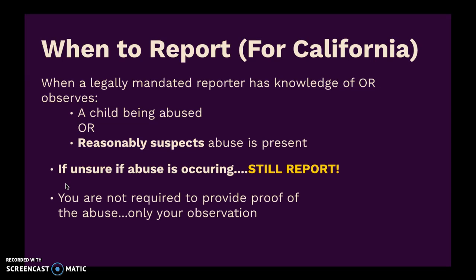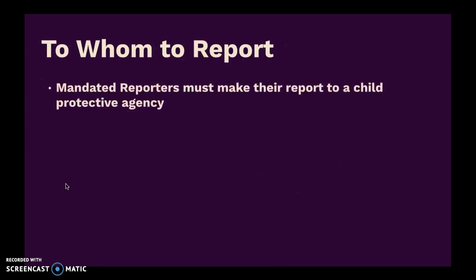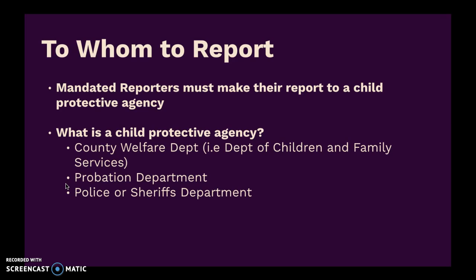You are not required to provide proof of the abuse, only your observation, as long as you have reasonable suspicion that abuse is occurring. Now you know when to report, and you are ready to report, this is to whom you should report. Mandated reporters must make their report to a child protective agency. What is a child protective agency? It can be your county welfare department, such as the Department of Children and Family Services, probation department, police, or sheriff's department. These are the only departments that will be acceptable for reporting, and it is the mandated reporter's responsibility to ensure the report goes through.